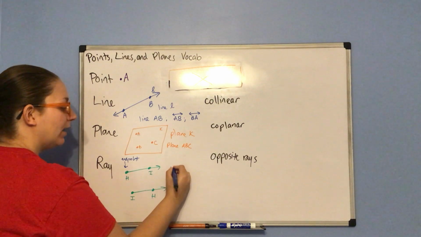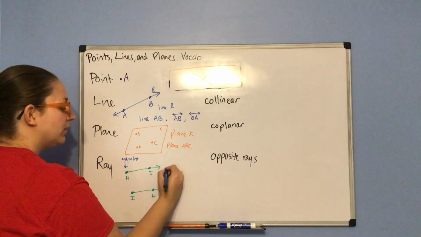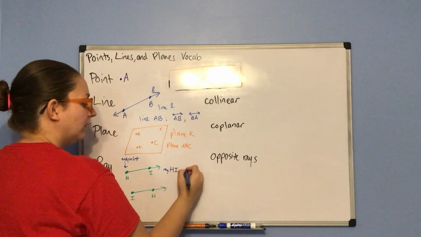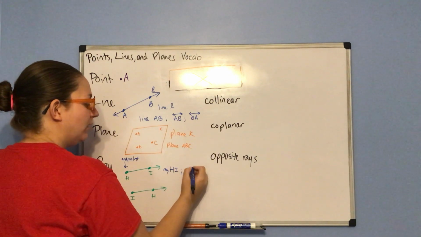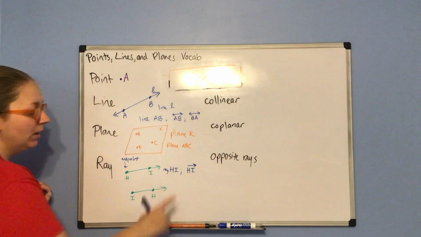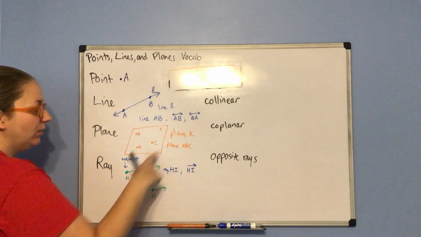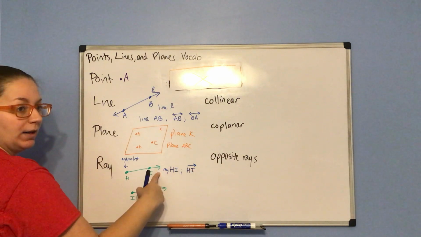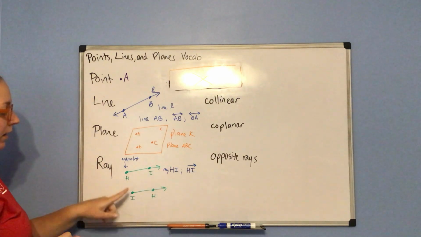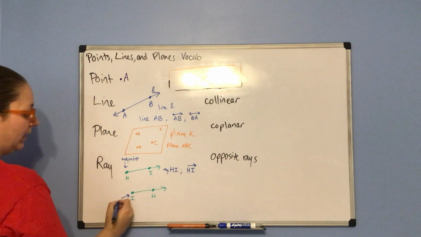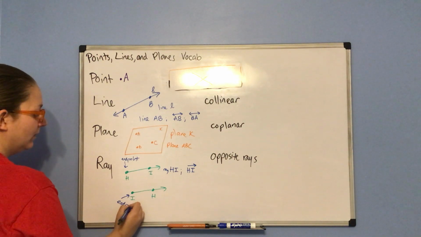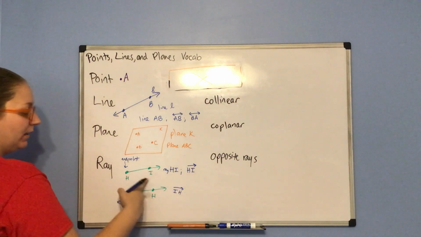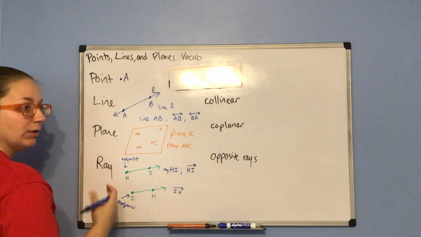So I could call this ray HI, and I can write it out as ray HI, or do a shortcut like we did here: HI with a ray symbol over top. The ray symbol is like the line symbol, except it only has the arrow on the same end that the ray is pointing in. Notice that in this one the endpoint is now I. So this would be ray IH. That's a different ray than this one because the endpoint is different, even though they have the same letters.